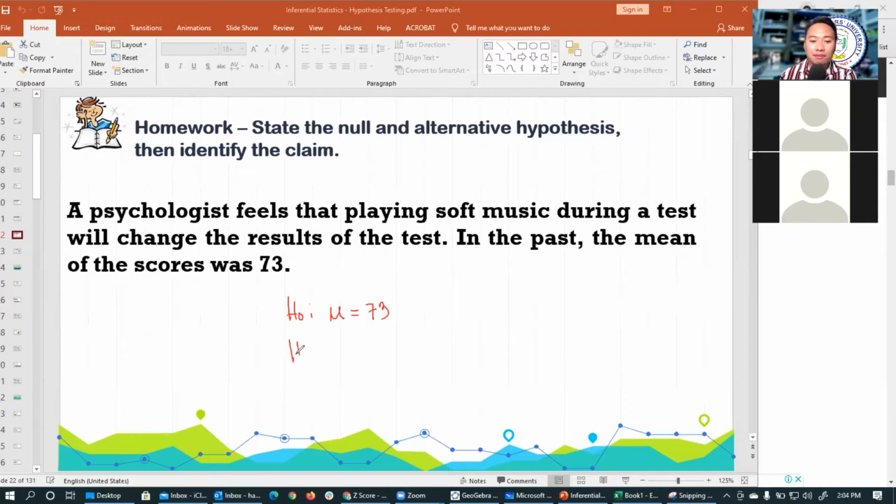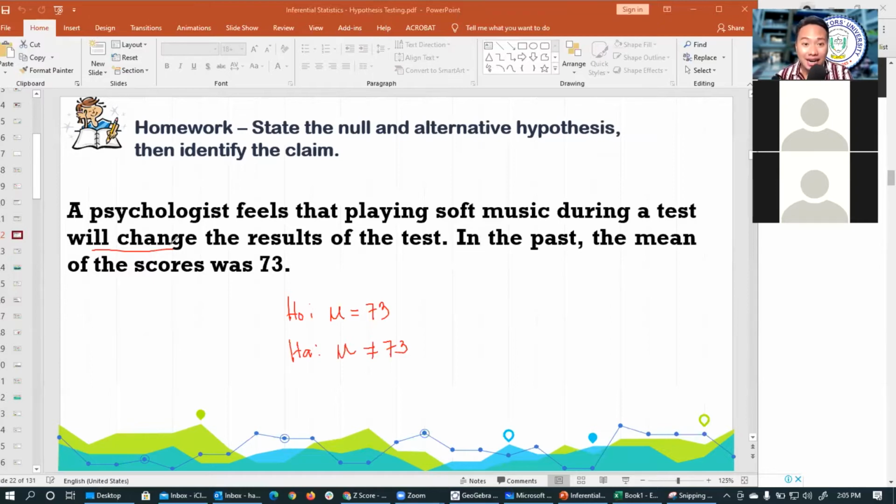The alternative hypothesis in this case, guys, is what? It's going to be not equal to. Why is it not equal to instead of less than or greater than? It is not mentioned in the situation, guys, if it's going to decrease or if it's going to increase. What was mentioned in the problem is will change. So when we say will change, we don't know what type of change. It could be it increases or it could be it decreases. However, the most appropriate one is not equal to.